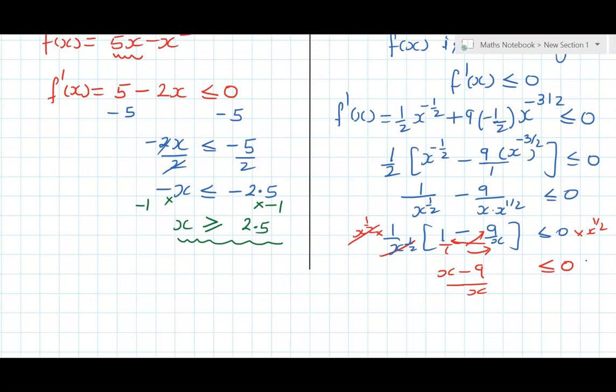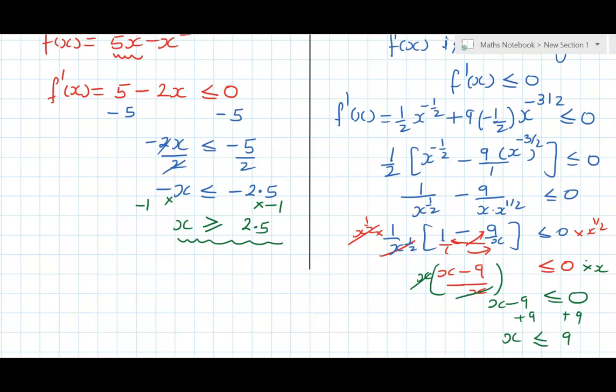Yeah. Okay, that's fine. Now we need to get rid of this x. So times by x here and times by x here. So this x and this x cancel, and x times 0 is again 0, and it is x minus 9 less than 0. If we do plus 9 on both sides, x is less than or equal to 9.